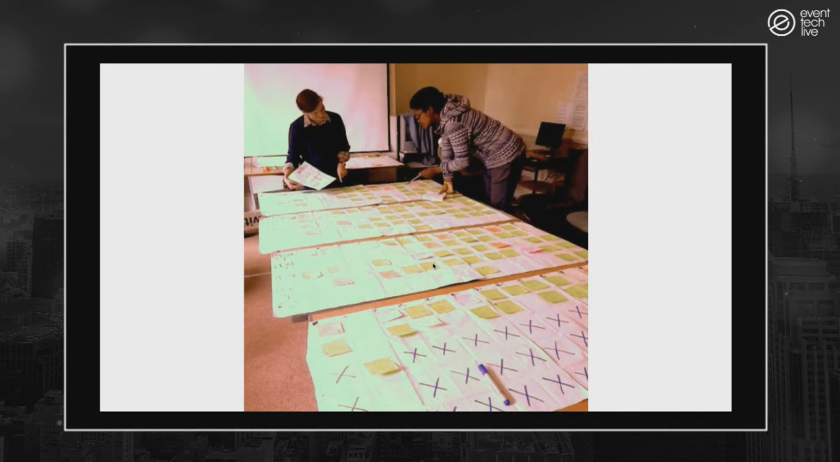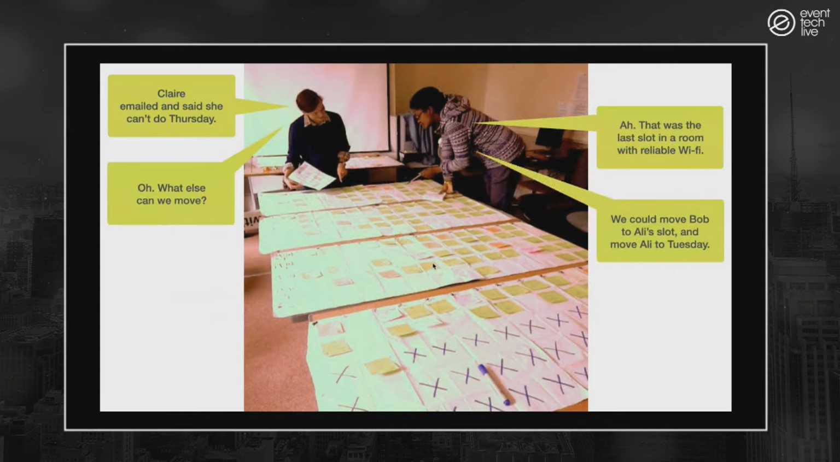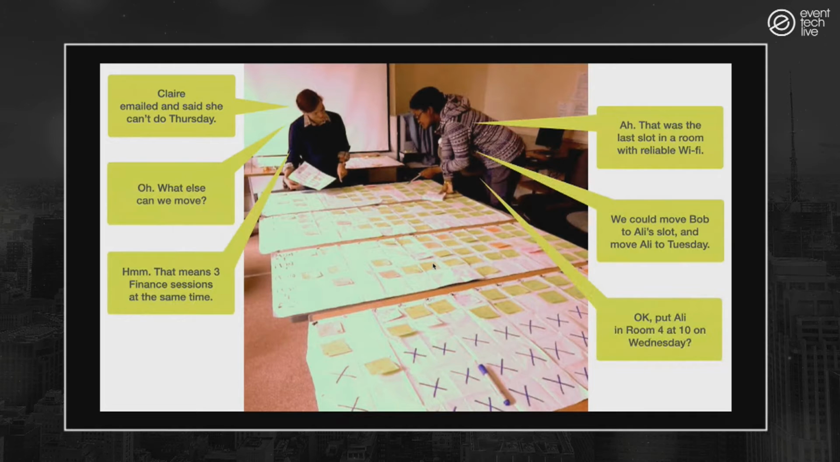So the kind of thing that happens is you've got your agenda, you're building it, you're deciding which sessions go where, and then, oh, hang on, Claire emailed and says she can't do the Thursday. Oh, no. That was the last slot in a room with reliable Wi-Fi. Okay, what else can we move? Well, we could move Bob to Ali's slot and move Ali to Tuesday. That means 3 finance sessions running at the same time. Okay. How about we put Ali in room 4 at 10 o'clock on Wednesday? Oh, wait, hang on, Ali's on the panel then.